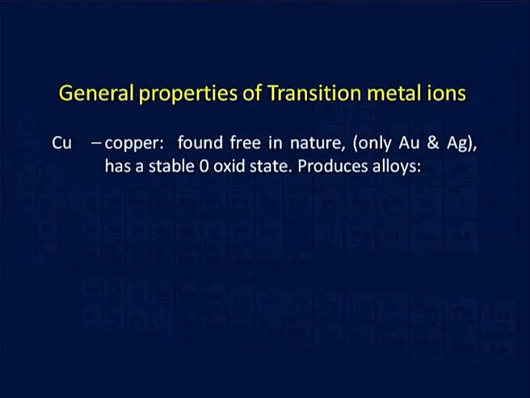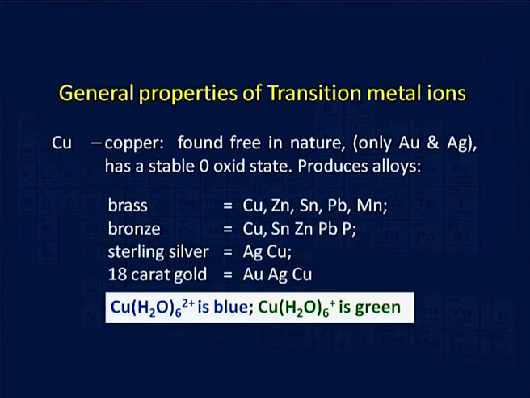Copper is perhaps the only transition metal, after silver and gold, that occurs in the 0 oxidation state. As we know, copper is also known as a coinage metal. It is a part of many alloys, particularly brass and bronze, as we know. Along with brass and bronze, it is also found in sterling silver. Sometimes we come across the terminology 24 karat gold and 18 karat gold.